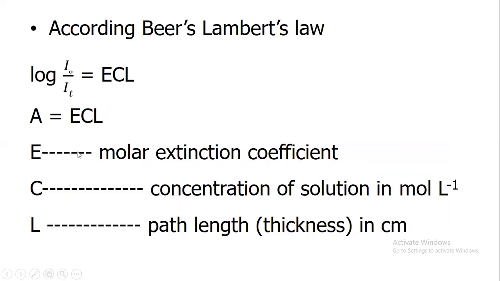Incident radiation I0, solution of thickness L, concentration C, transmitted radiation IT. Absorption of radiation by test sample in the form of solution. According to Beer-Lambert's law, log I0 over IT equals epsilon C L, A equals epsilon C L, where epsilon is the molar extinction coefficient, C is the concentration of solution in mole per liter, and L is the path length, thickness in cm.